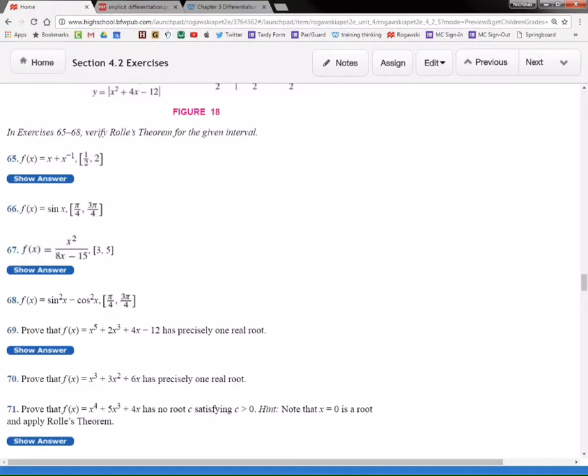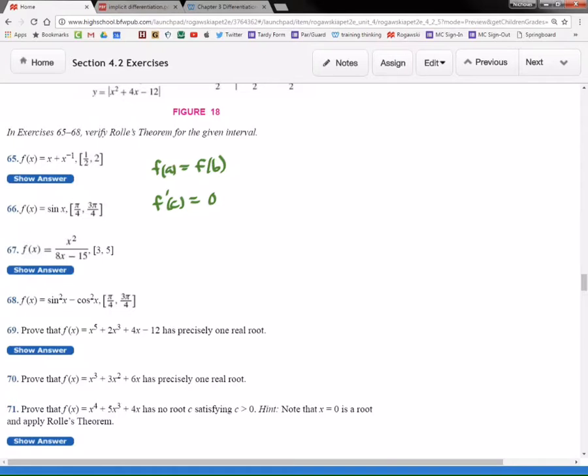Well, there's two things we have to do. We first have to show that f of a equals f of b. And then we have to show that there's a c that when I plug it into f prime, I get 0. So these are the two things you would have to show that Rolle's theorem holds right here.